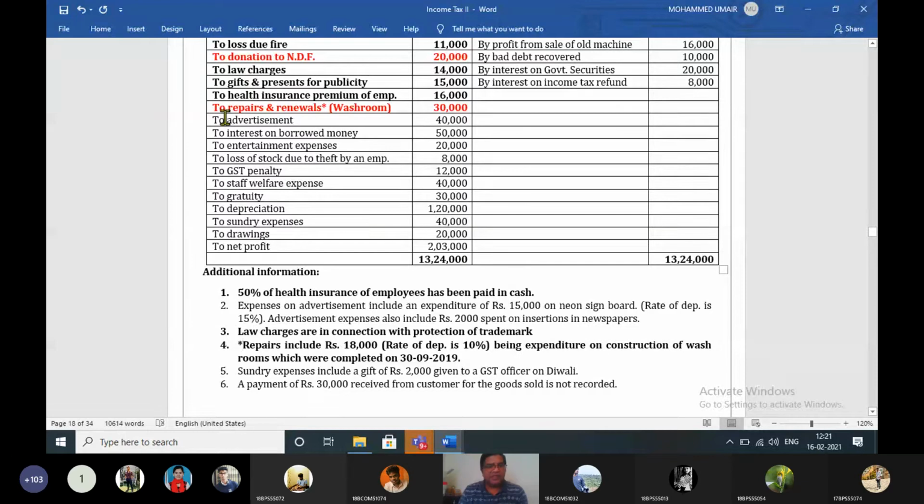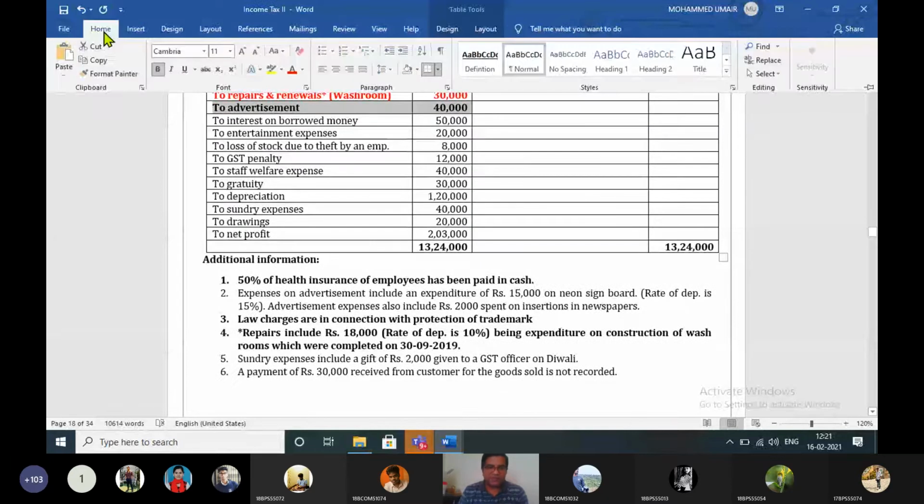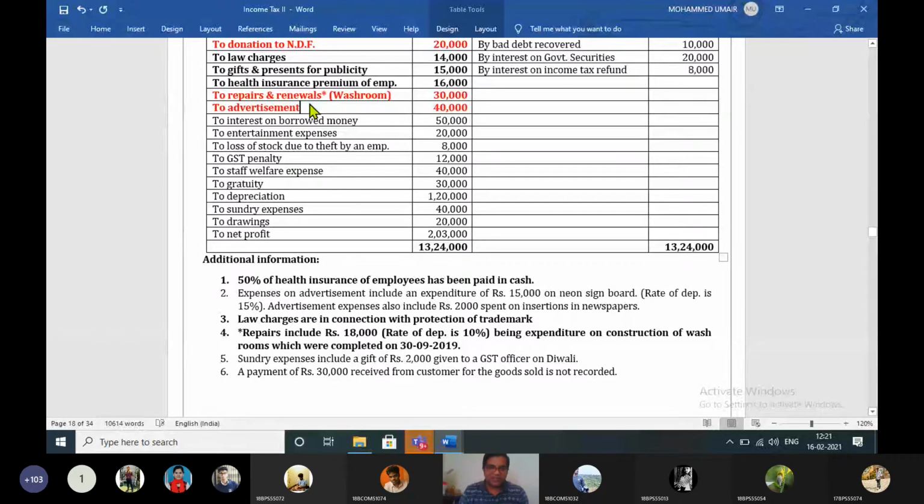We'll do that later. Advertisement, and advertisement also has an adjustment because some part of the advertisement is a capital expenditure, and that capital expenditure is in the form of a signboard, a neon signboard, basically a kind of decorative light signboard. So let's put that here, neon signboard. So neon signboard is a capital expenditure.